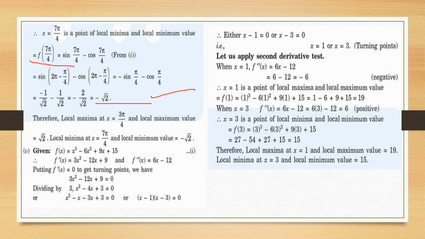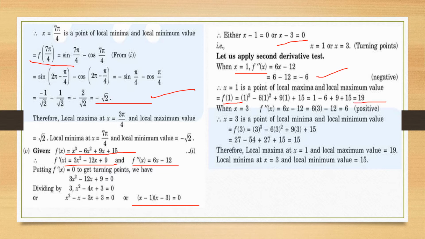Okay, now this is a cubic polynomial. Again the derivative, the double derivative. The critical points I'll obtain from here as x equal to 1 and 3. And the double derivative at x equal to 1 is minus 6, which is negative. So local maxima, and the local maximum value is f of 1, which is 19.